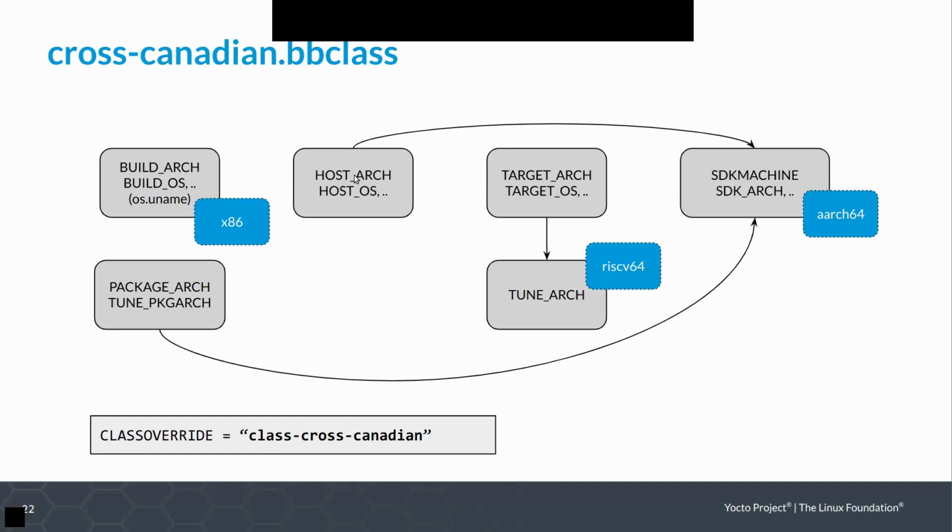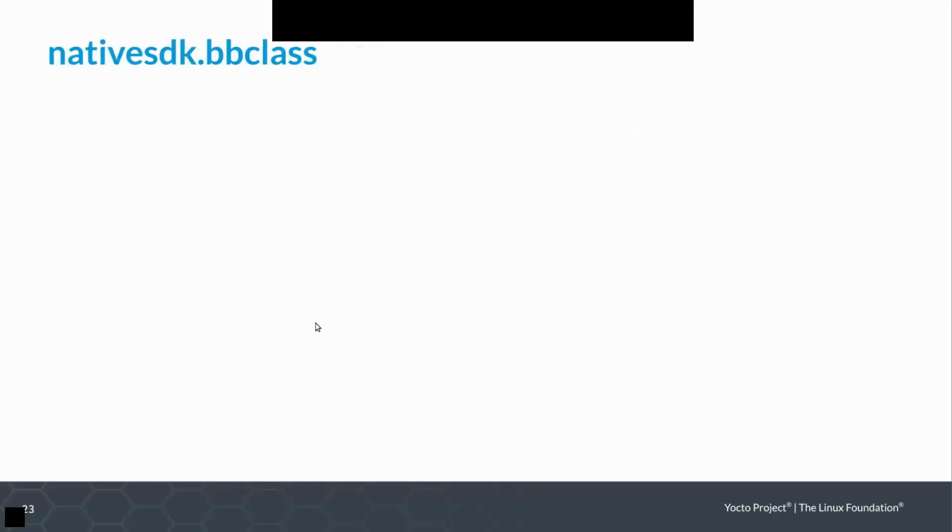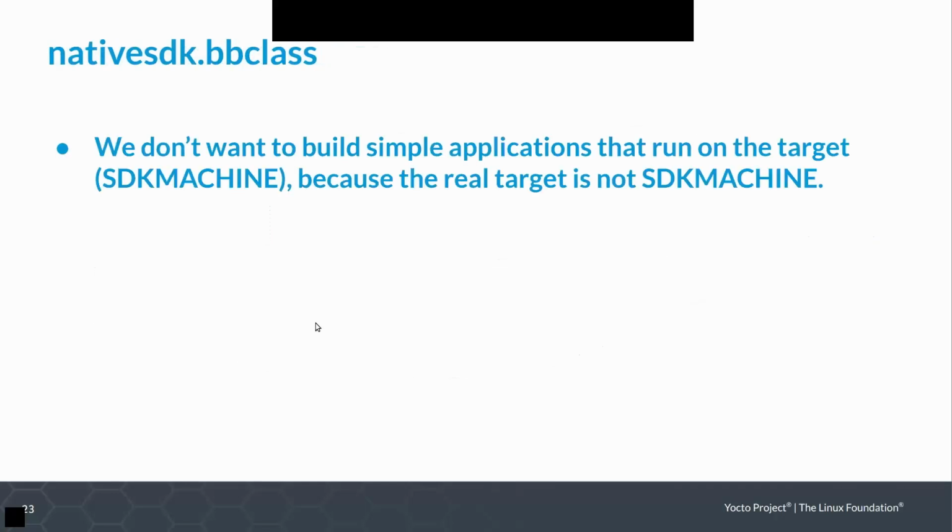So the SDK will run, we will run the toolchain on the SDK machine, and package arch is the same as SDK machine because we need to provide packages that run on the SDK machine. So I said we don't want to build simple applications that run on the target, which is SDK machine, because the real target is not SDK machine.